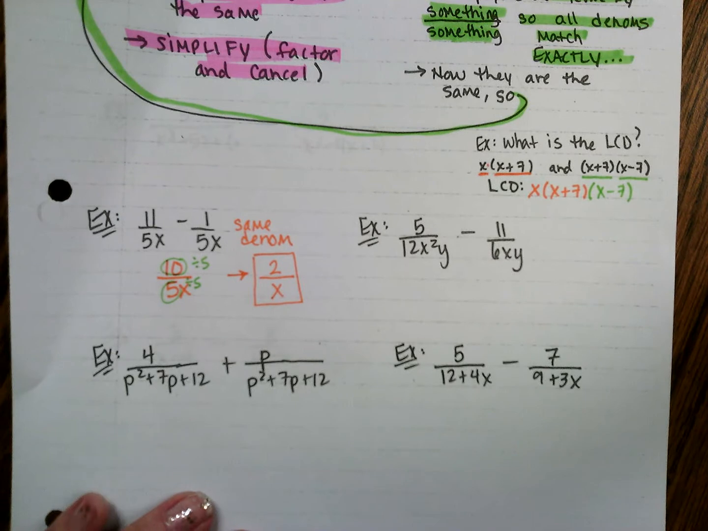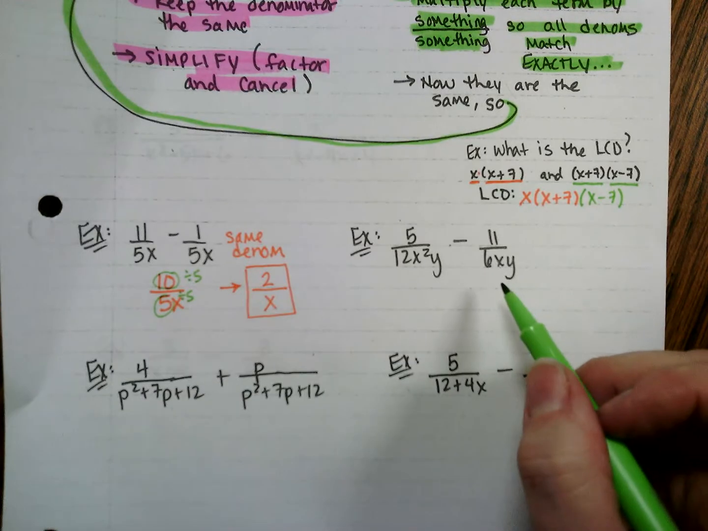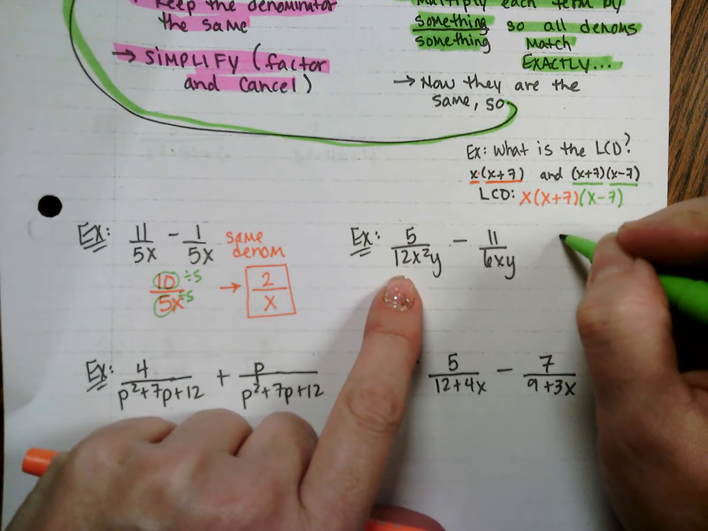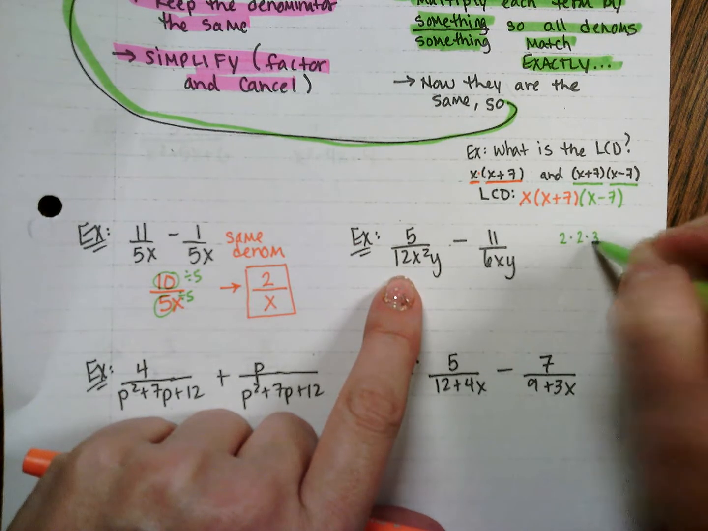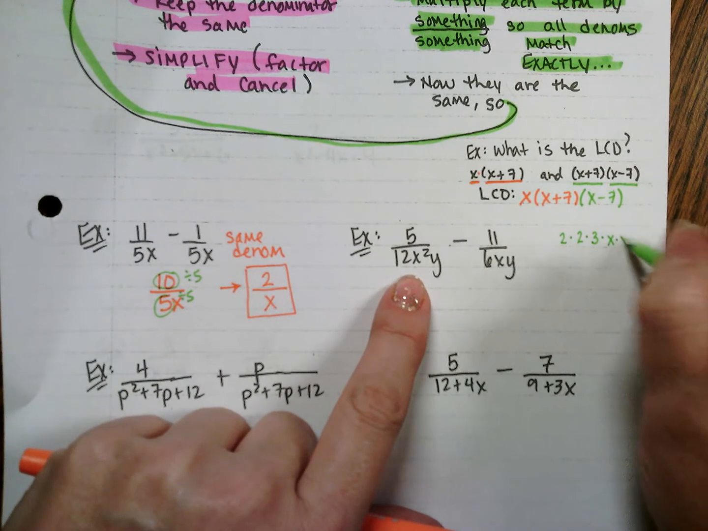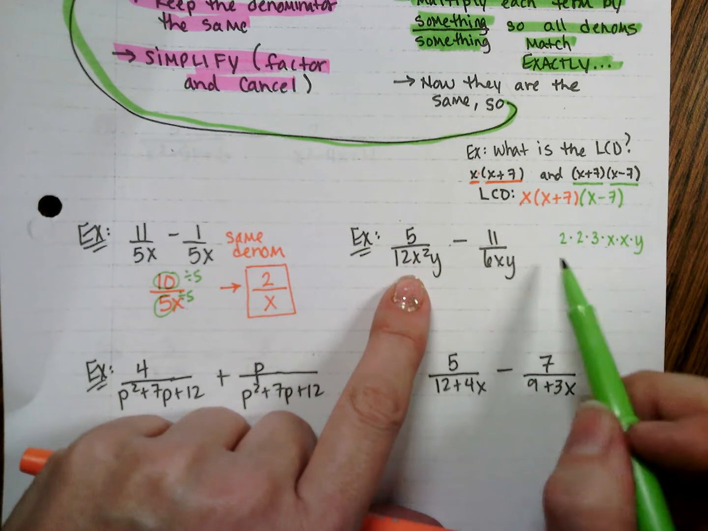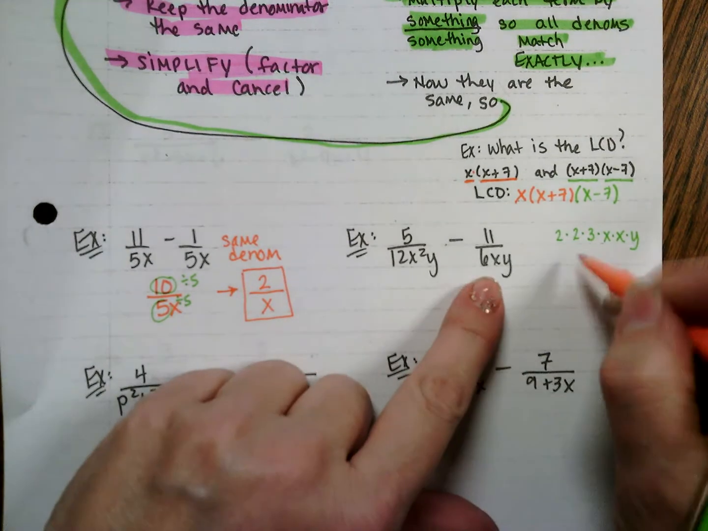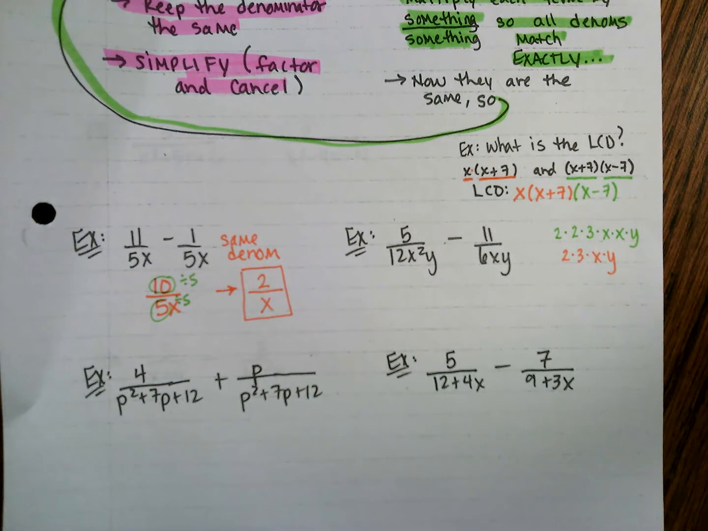Okay, this example here. Looking at the denominators, they are not the same, so I want to figure out what would be the common denominator. I look at the 12. 12 could be rewritten as 2 times 2, which is 4, times 3, so that's 12, and then x, x, and y. So that's this denominator, 12x squared y: 2 times 2 is 4, times 3 is 12, x times x is x squared, and y. The other denominator, 6, can be written as 2 times 3, and then x and y.